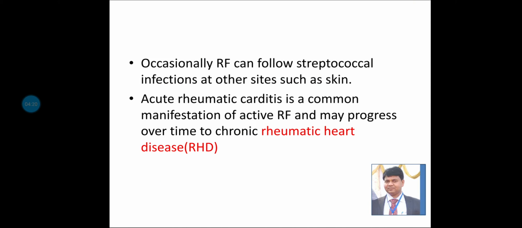Occasionally the rheumatic fever can follow streptococcal infection at other sites. Acute rheumatic carditis is a common manifestation of active fever. So during the active fever we can have acute lesions in the heart. They are called acute rheumatic carditis and may progress over time to chronic heart disease.